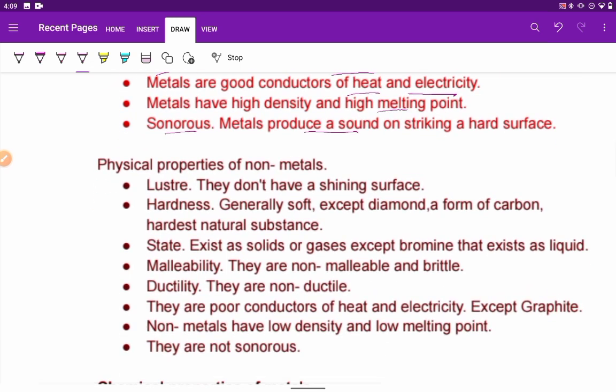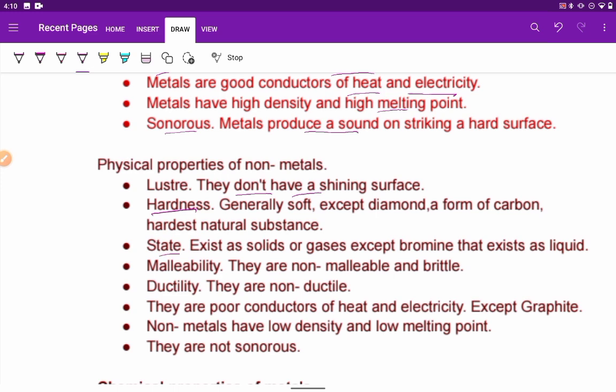Now physical properties of non-metals. The non-metals, in case of luster, they don't have a shining surface. Next is hardness. Generally soft except diamond. Diamond is a form of carbon. It is the hardest natural substance. So this is another exception.